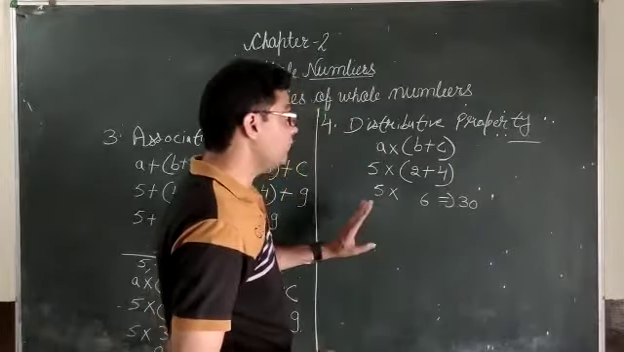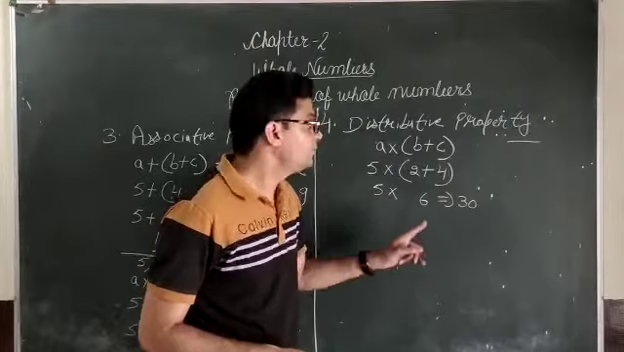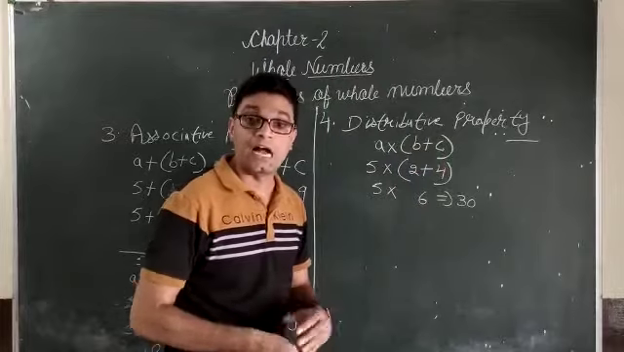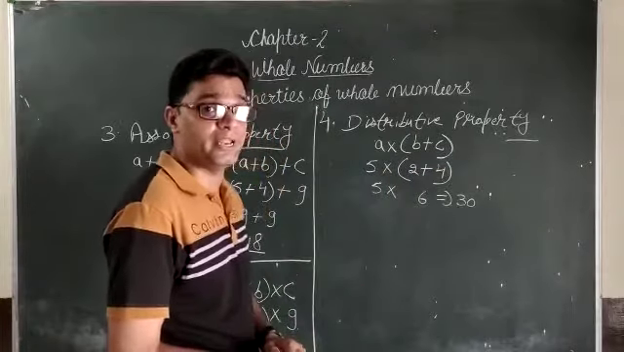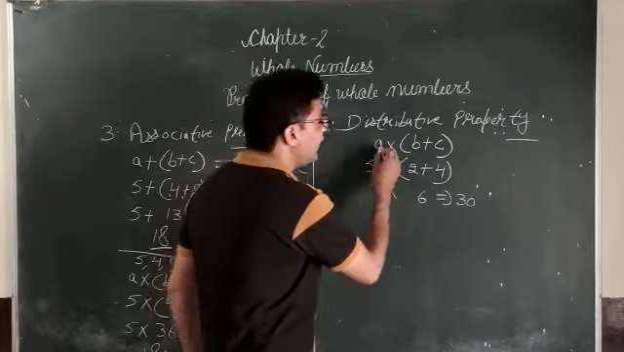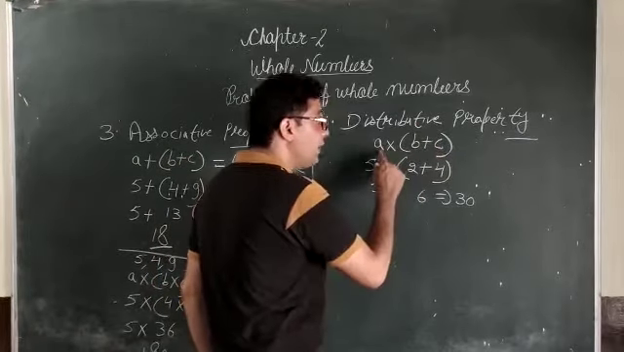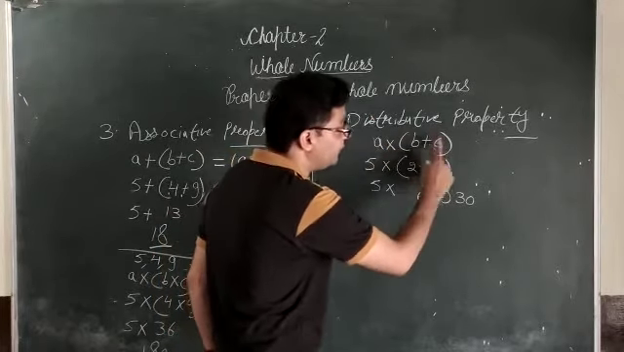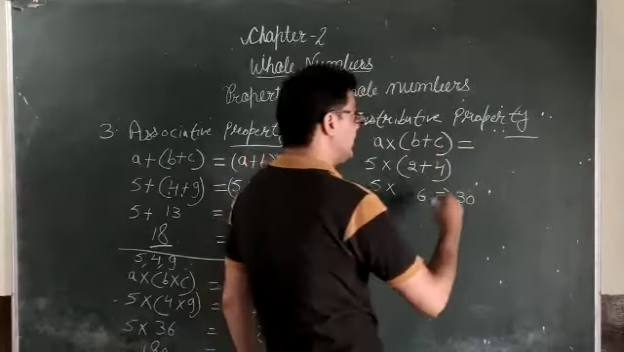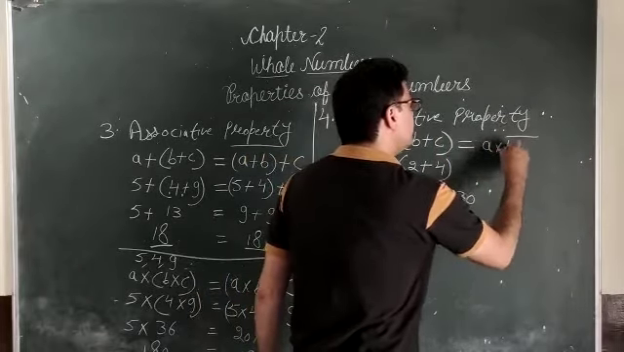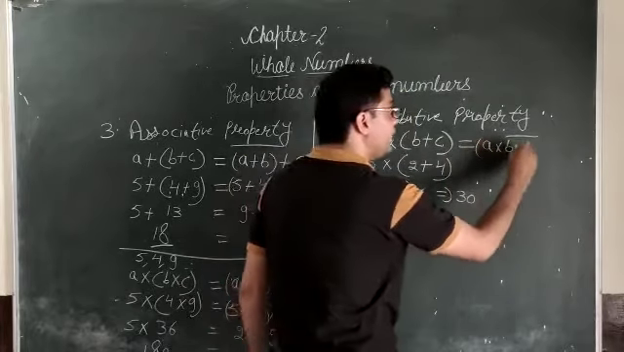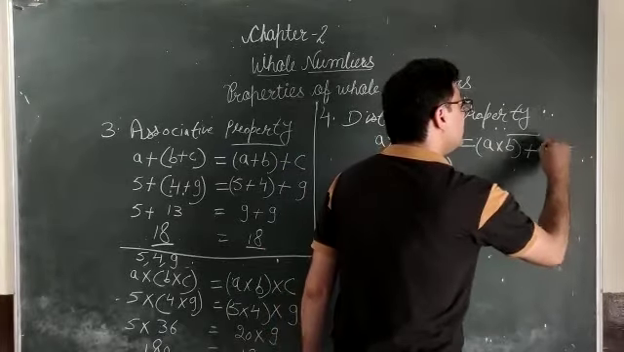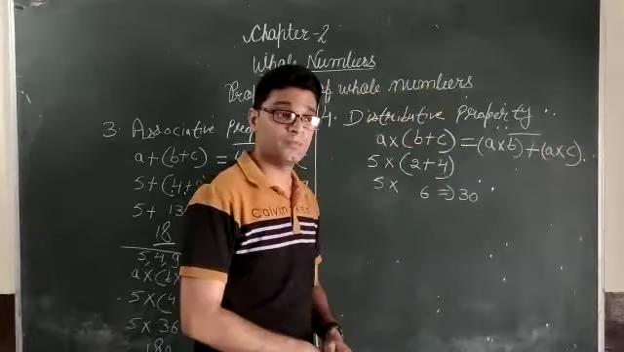Okay. In routine days we use this method. But as per the distributive property, we will not solve it this way. How to solve as per the distributive property? The distributive property says A into B plus C means what do we have to do with A? We have to multiply with B, and then A multiplied with C. It means we can write here A into B, first A multiplied with B, plus, here plus is there so here plus, A multiplied with C. Okay.